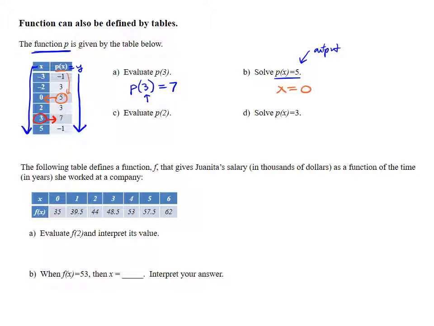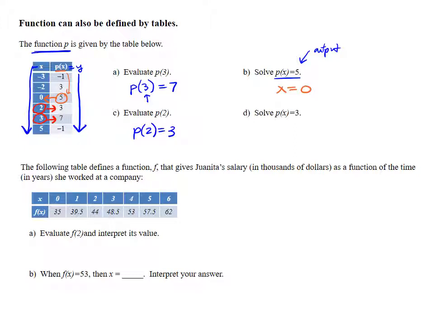Here's two more to try. P of 2, look for a 2 as an x value. So here's 2 as an x value. Go across in the table, and our output is 3.